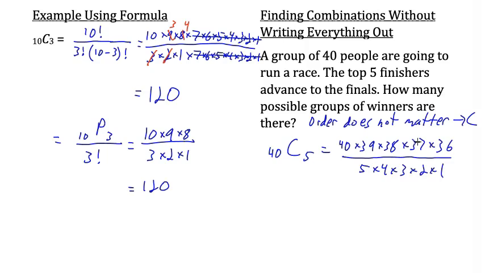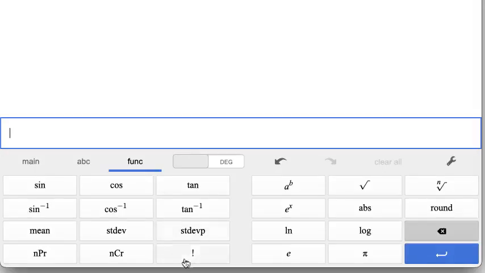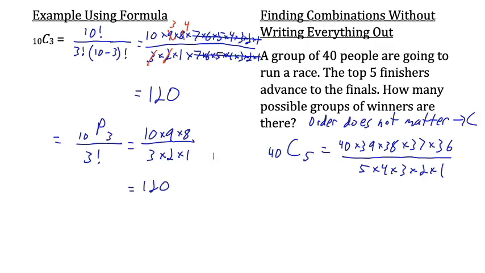All right, so we could certainly go through this and simplify some things, but in this case, it certainly would be a lot easier to just use a calculator. So let's go over to our calculator and figure out what 40 choose 5 is. We get 658,008. So there are 658,008 possible groups of winners when we're choosing 5 racers out of 40.